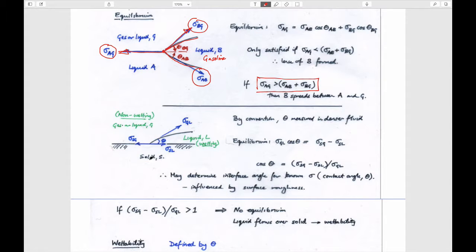We can do the same kind of analysis. We can have a force that acts between the solid and the liquid, a force that acts between the liquid and the gas, and a force that acts between the gas and the solid.